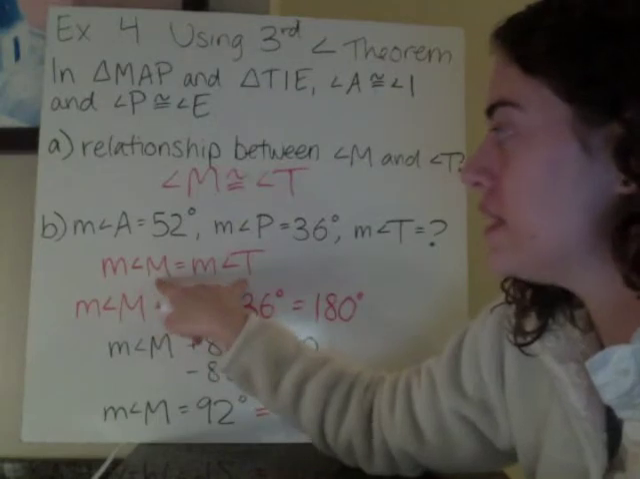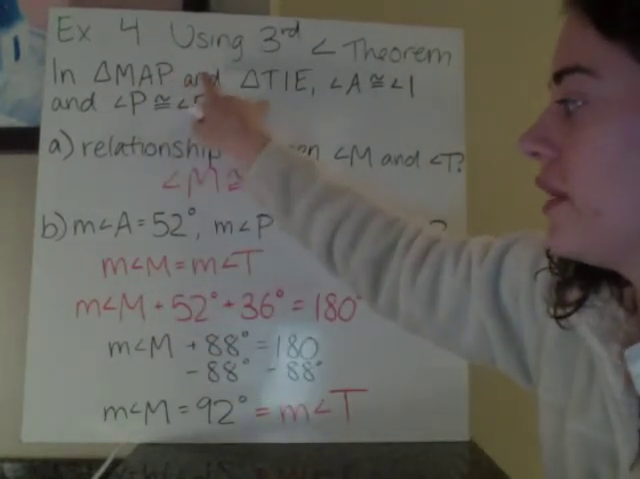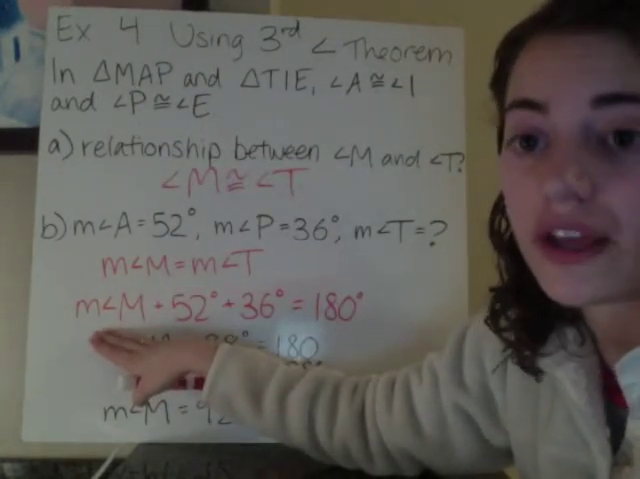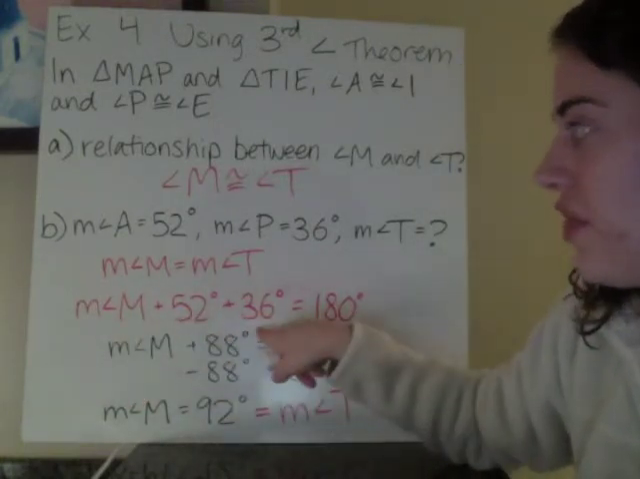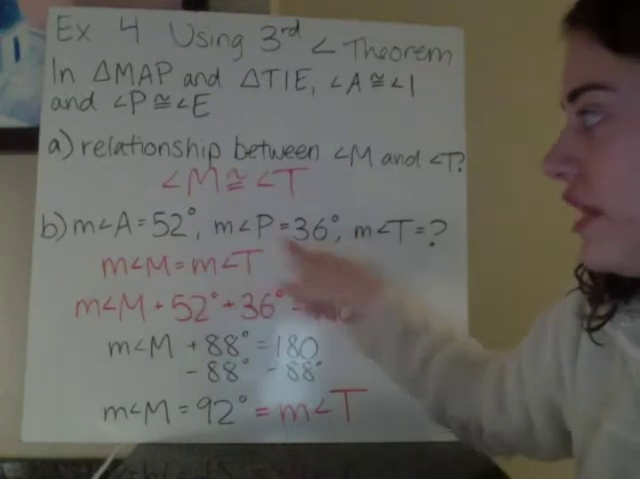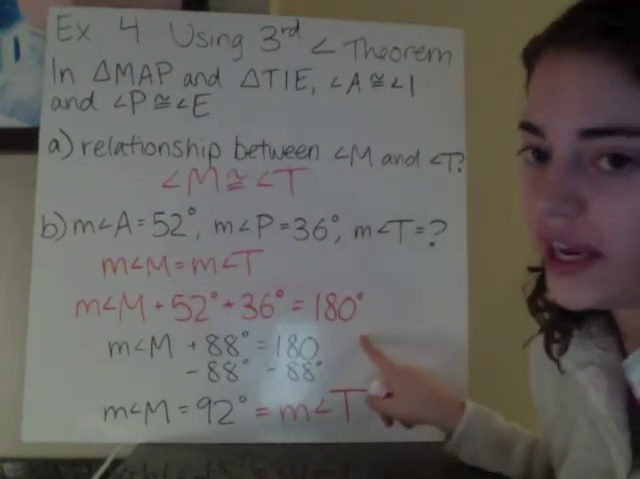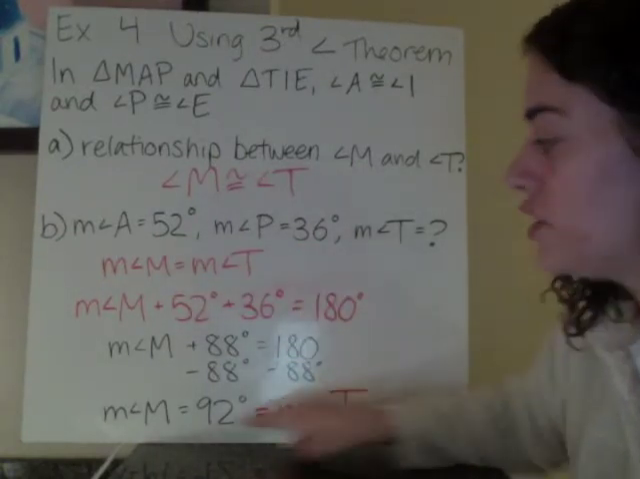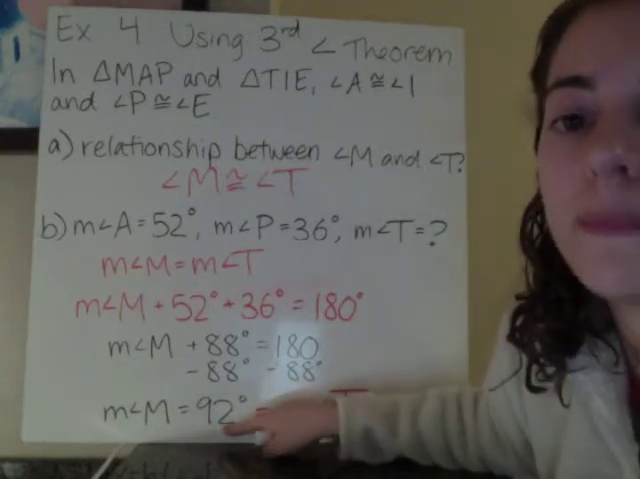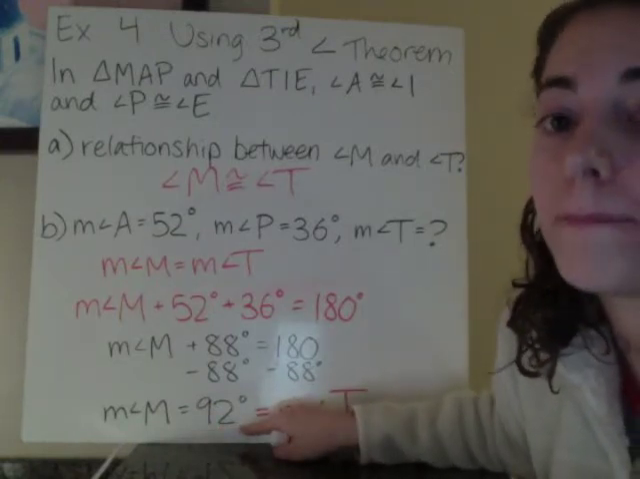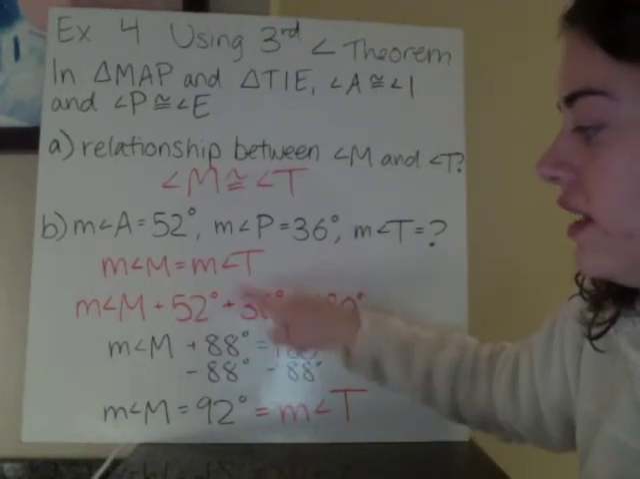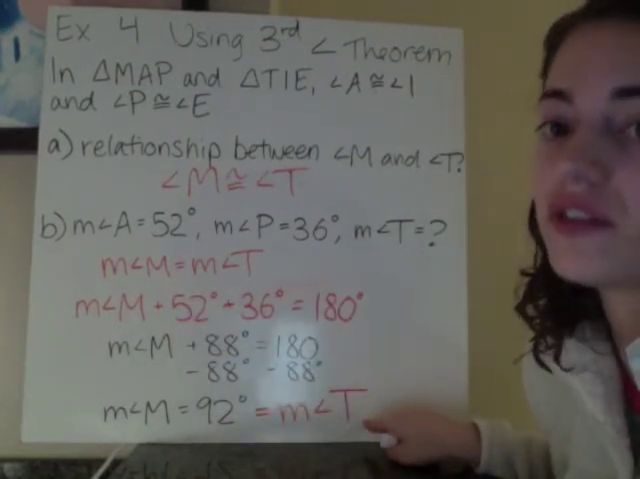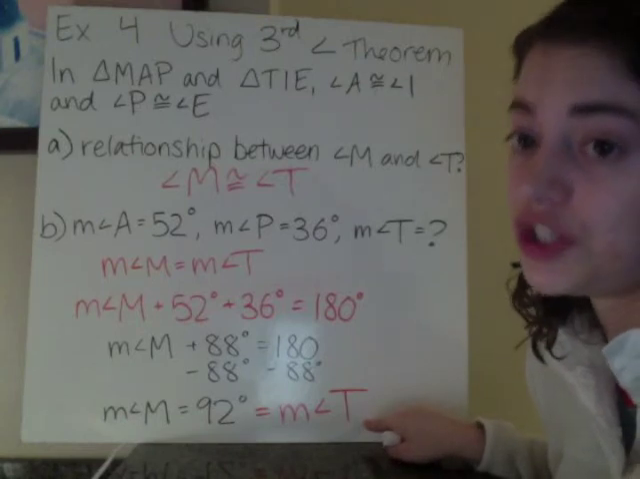So if M and T, if these two angles are congruent, and I know that by the triangle sum theorem that the measure of angle M plus 52 plus 36, the other two angles in that triangle, they must add up to 180 degrees. From there, I used algebra to find the measure of angle M is 92 degrees. But again, since the measure of angle M is equal to the measure of angle T, that's also the measure of angle T. Angle T is 92 degrees.